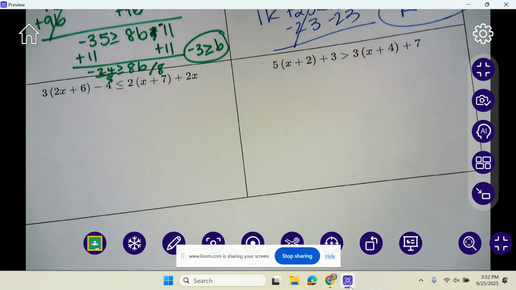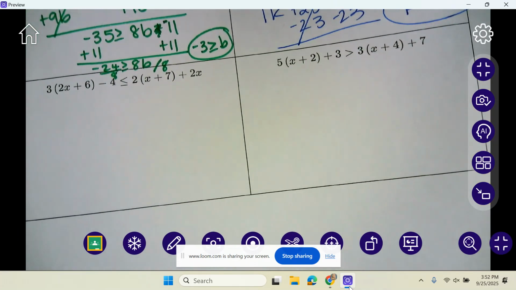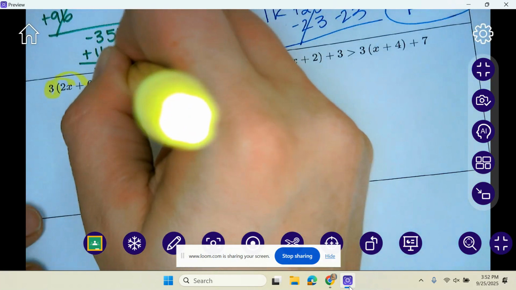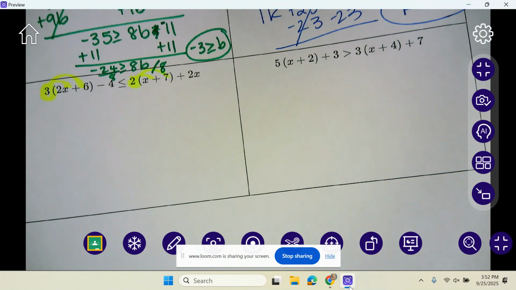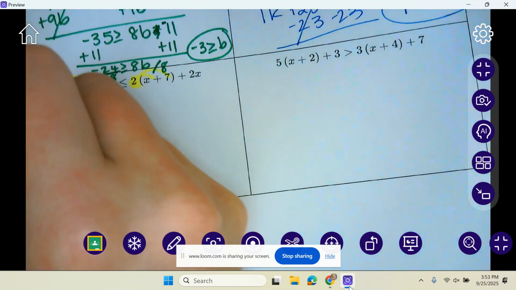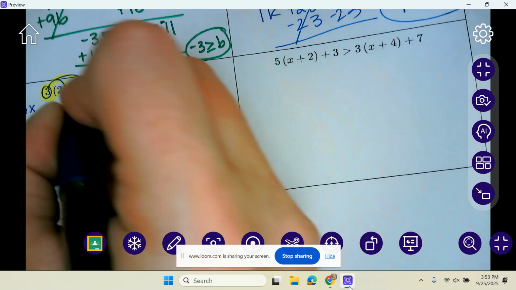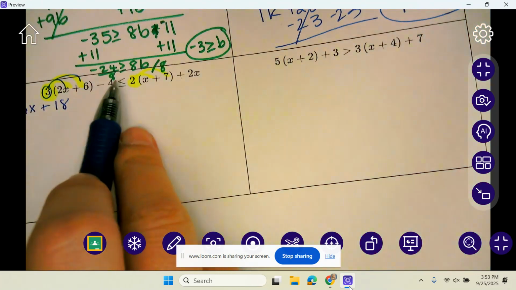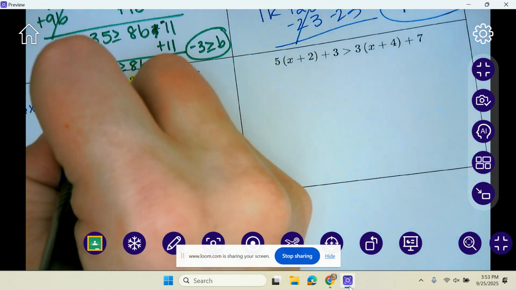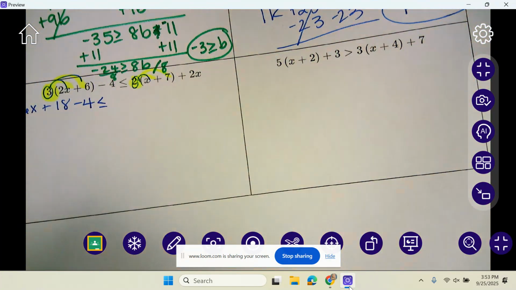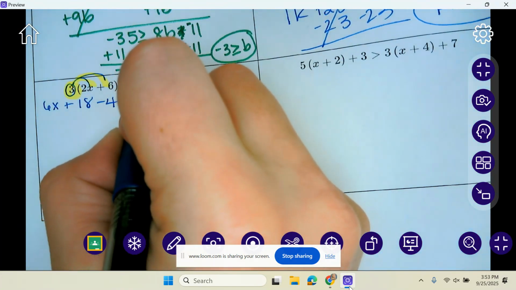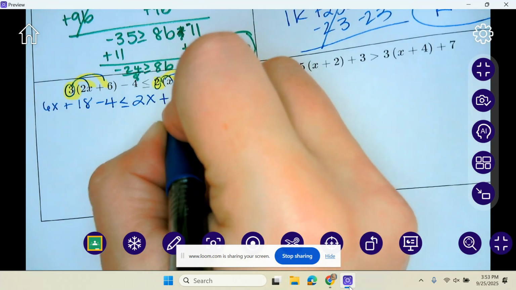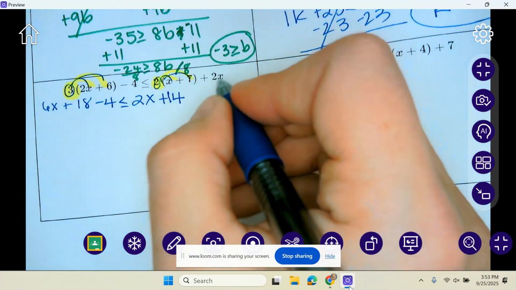Okay, so let's take a look at the next one. This one has two distributions. I'm going to take the number in front, distribute, take the number in front, and distribute. So 3 times 2x is 6x. 3 times 6 is 18. Minus 4 stays the same. 2 times x is 2x. 2 times 7 is 14. And then plus 2x is over here.